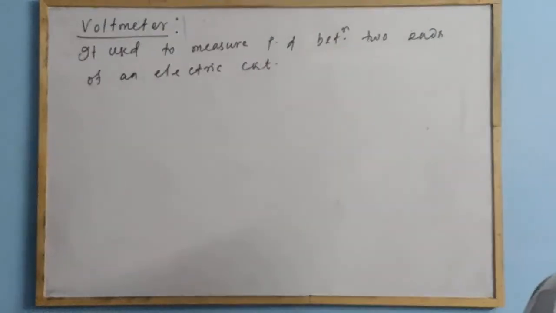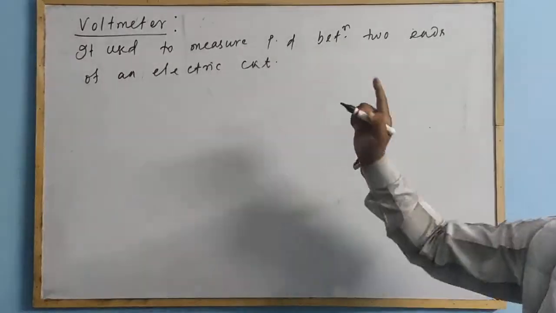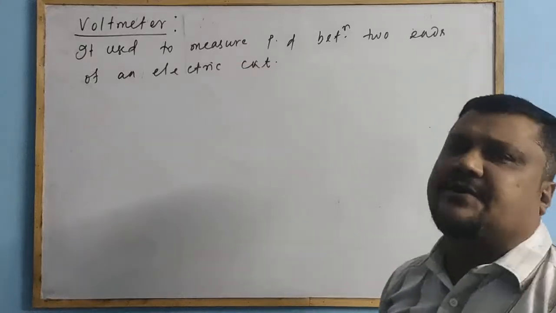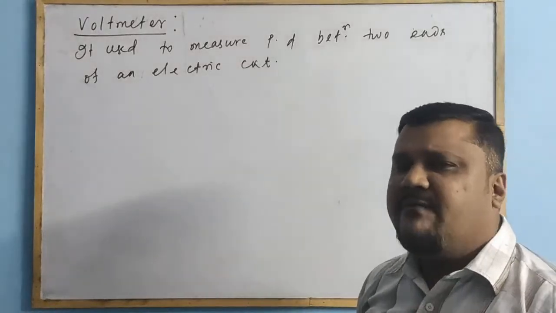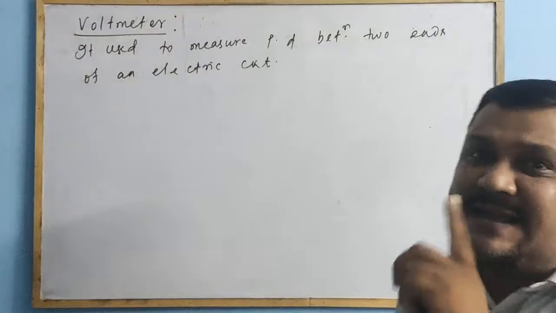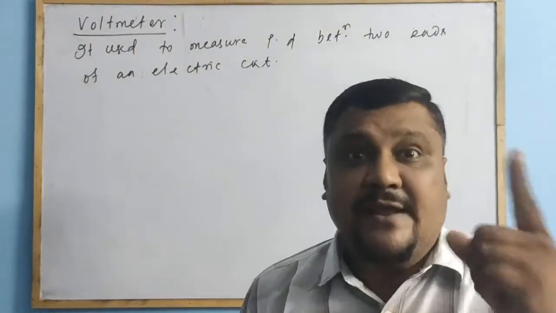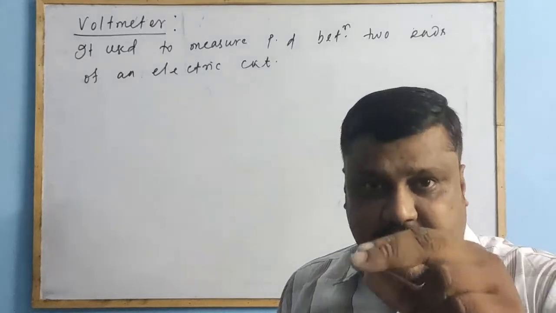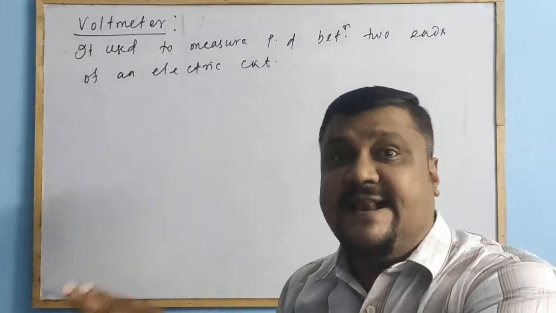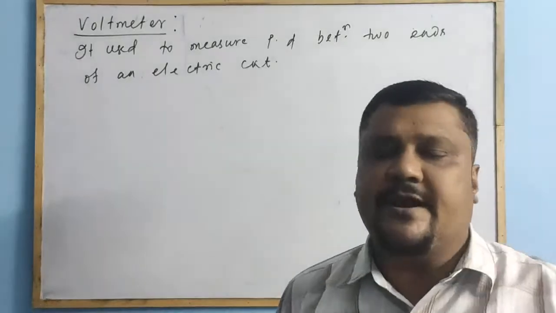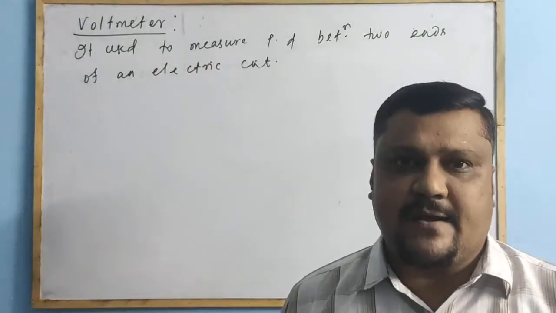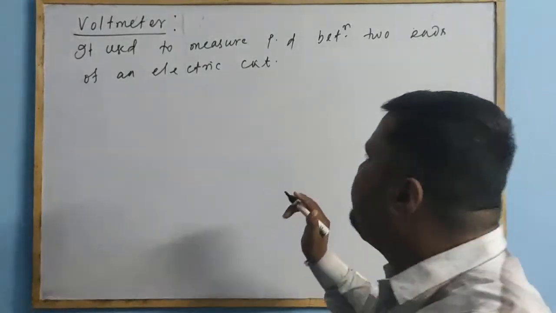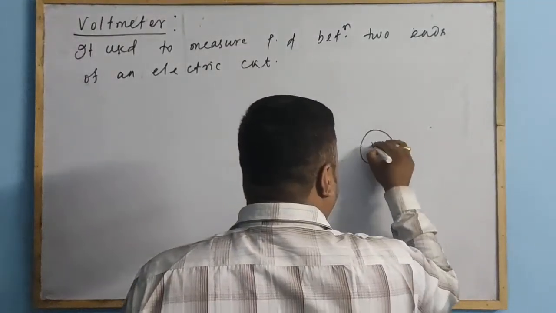Clear? Now, it is the measuring device used to measure the potential difference between two ends of an electric circuit. As I have already told, an ammeter is always connected in series to the electric circuit. Now come to the voltmeter part. It is used to measure the potential difference. Now you see, suppose there is a voltmeter. Let me write this is a voltmeter.